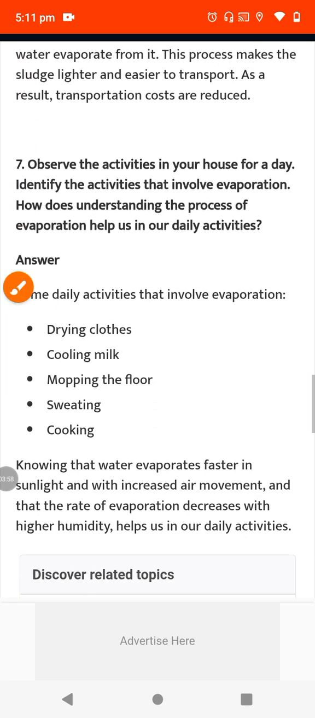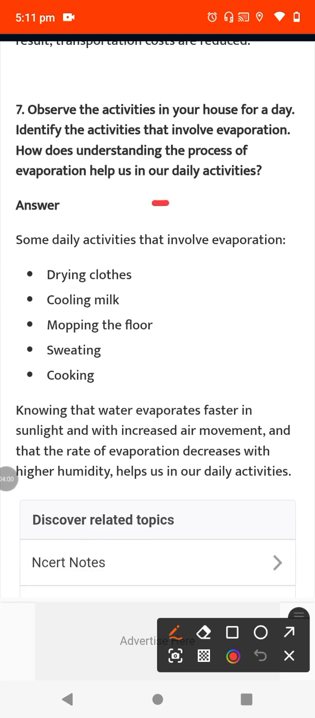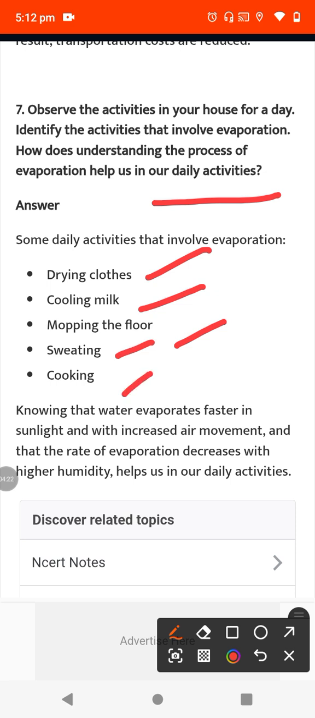Now after this one, observe the activities in your house for a day and identify the activities that involve evaporation. How does understanding the process of evaporation help us in our daily activities? Some daily activities that involve evaporation are drying clothes, cooling of milk, mopping the floor, sweating, and cooking. Knowing that water evaporates faster in sunlight and with increased air movement, and that the rate of evaporation decreases with higher humidity, helps us in our daily activities.